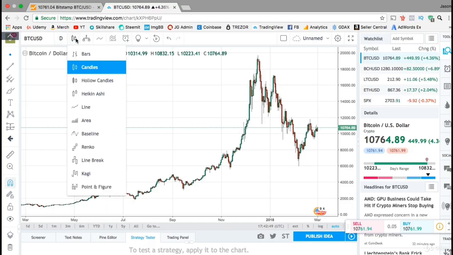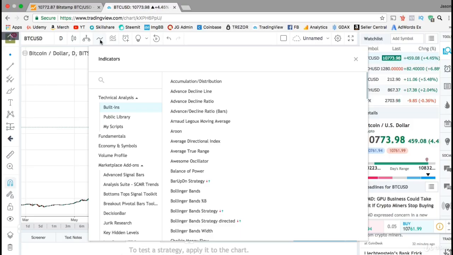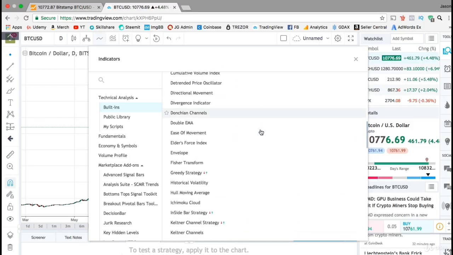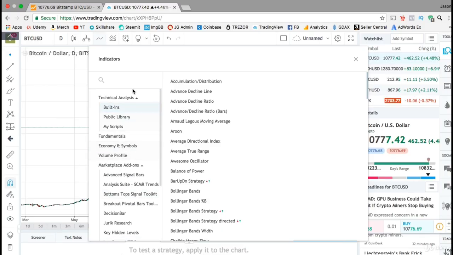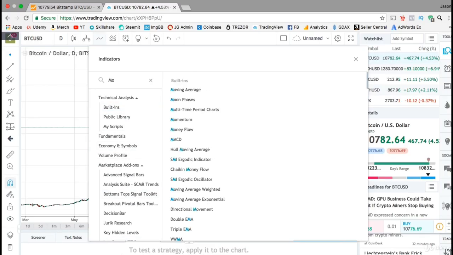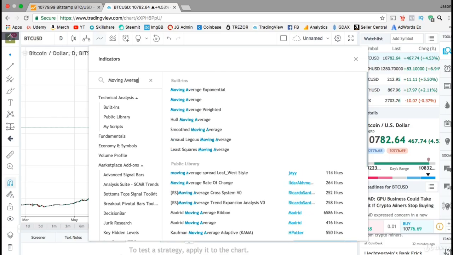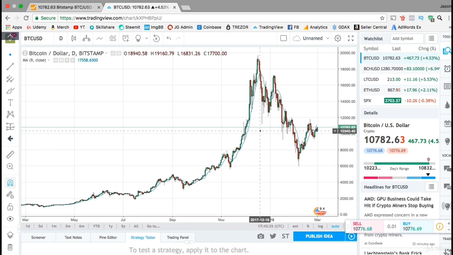On the next tab, you can also change the type of chart we're using, but we're going to stick with the candles. So to add indicators and overlays, we're going to click on this little squiggly line here. One reason I love TradingView is that they have tons of indicators and overlays that you can add to your chart. You can spend hours searching through different indicators, or you can just go up to the search bar here and type in what you're looking for. Let's search for moving average. If you look on the right hand side, you can see multiple built-in and public library moving average indicators you can add. Let's just click on moving average.